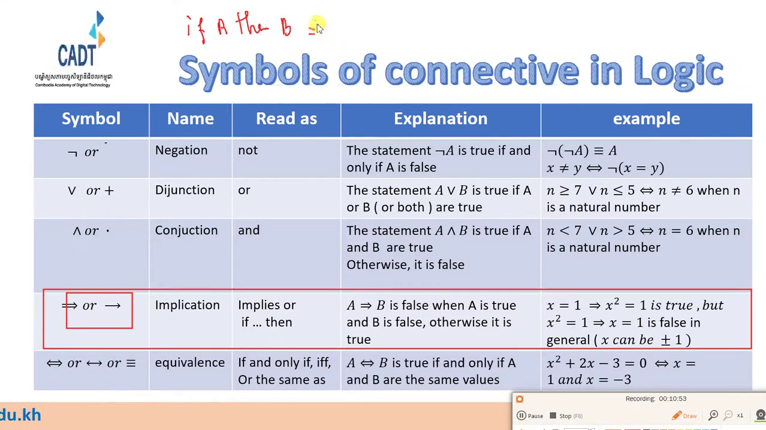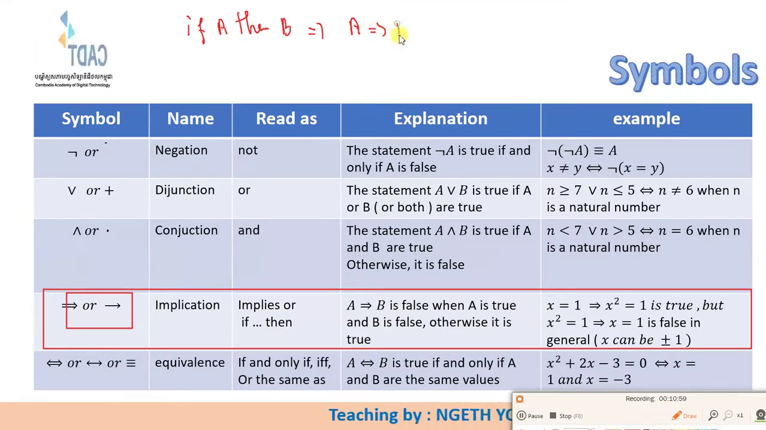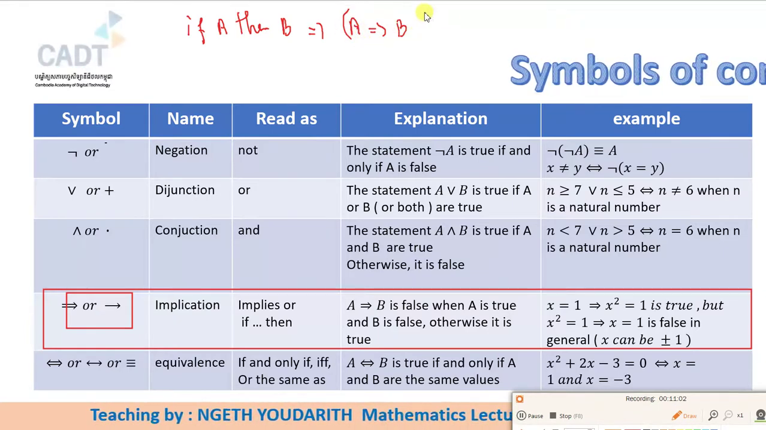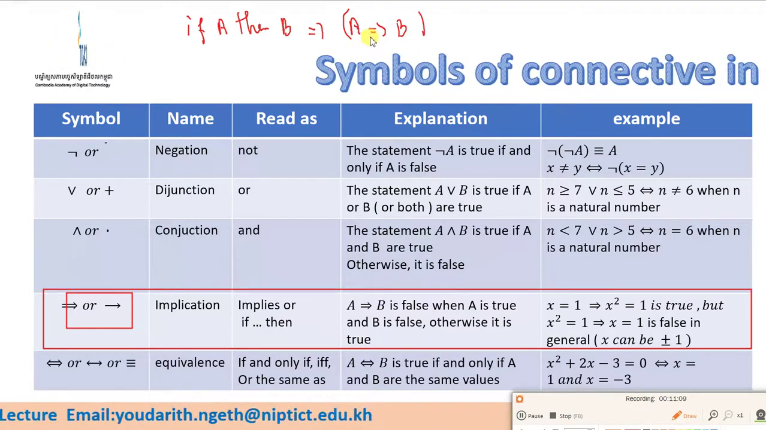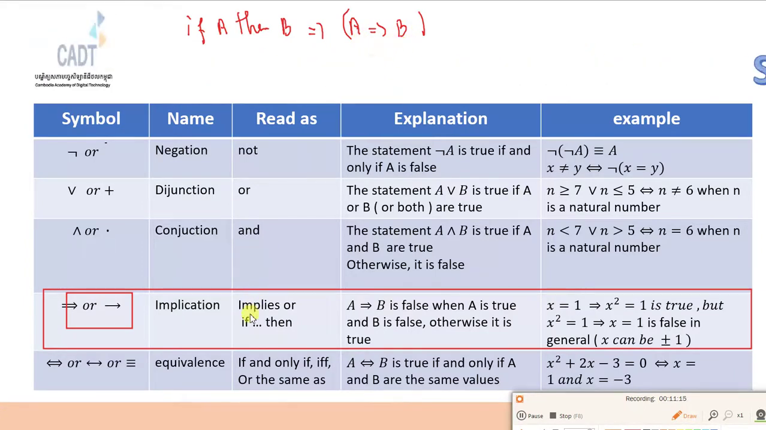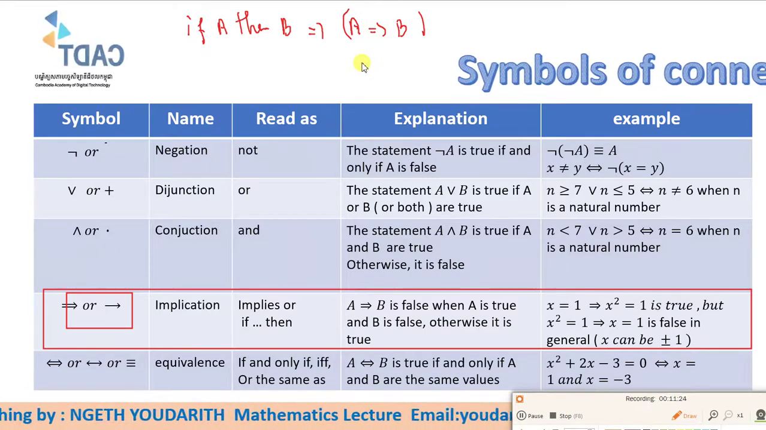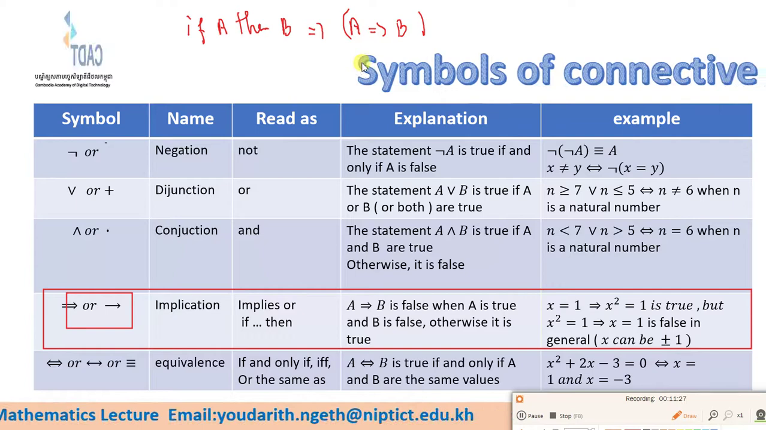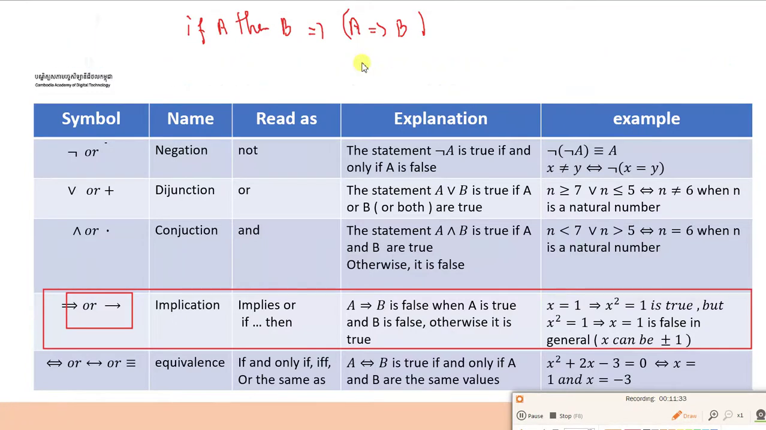So we can write A implies B. This is the meaning, like in symbol or in our rule. A implies B, if A then B. This is about the meaning of our symbol of implication. So implication, we can read imply, A imply B, or if A then B. This is our reading of implication.